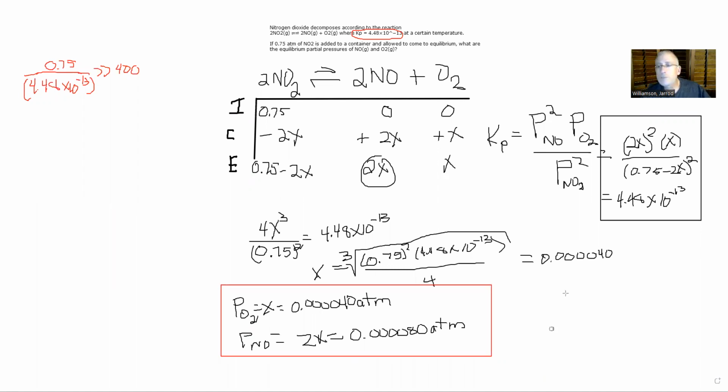Okay, so you had to use the x small approximation. You have to make sure that when you square this, you square the 2, because it's 2x quantity squared. 2 squared is 4. You get 4x squared. You have another x. That's where this 4x cubed comes from. 0.75 minus 2x quantity squared becomes 0.75 squared, because the x is small approximation reduces 0.75 minus 2x to become 0.75, right? And don't forget, you got to square that.